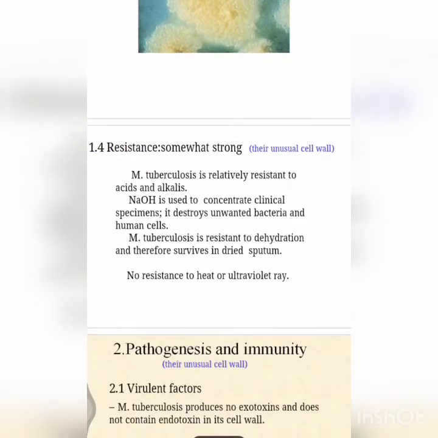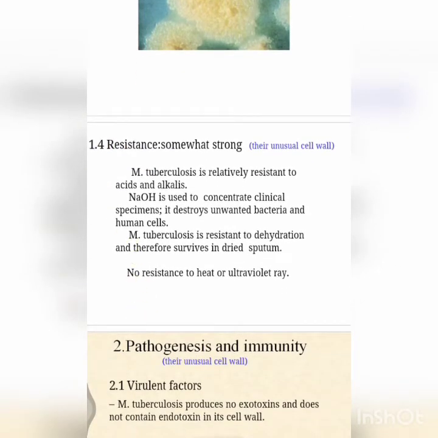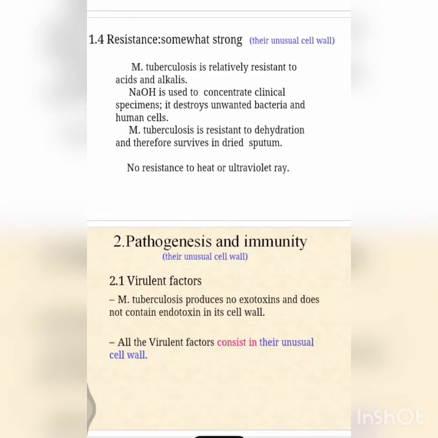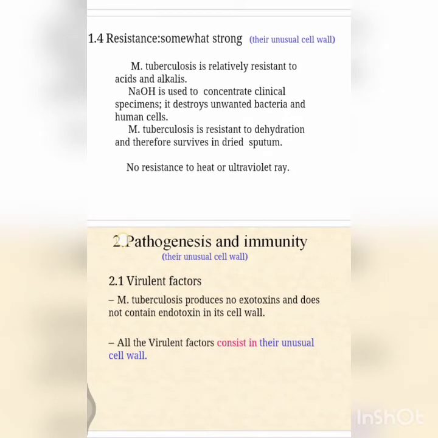Next, let us see pathogenesis and immunity. First we need to understand the virulence factors. This organism produces no exotoxins and does not contain endotoxins in its cell wall. So all virulence factors lie in the unusual cell wall. Let us understand the cell wall. It has lipids, proteins and polysaccharides, and is made up of 4 layers. Remember the order from inside to outside: peptidoglycan, arabinogalactan, mycolic acid layers, and mycosides. So this is the order.